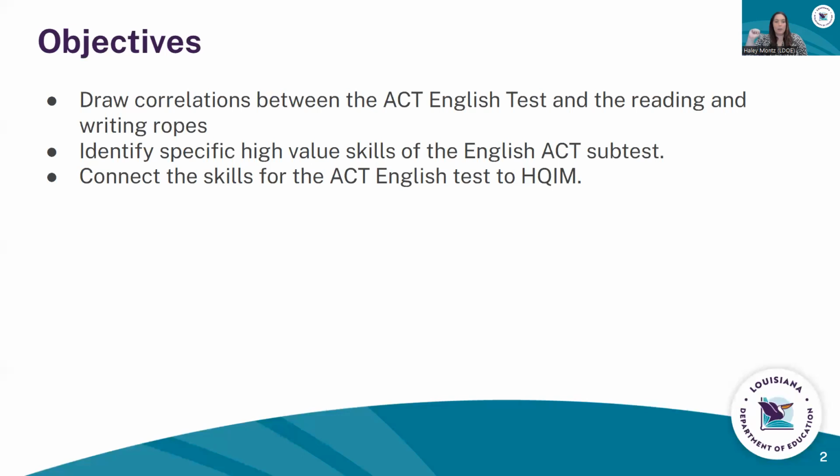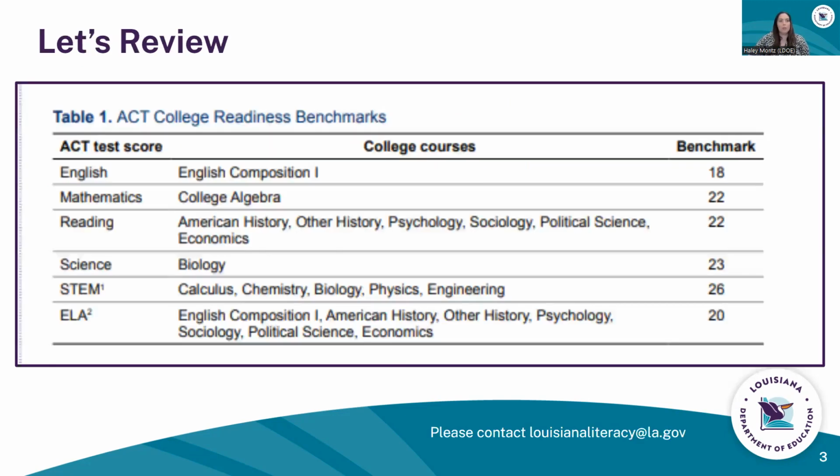So our main objectives today are to draw some correlations between the ACT English test and the reading and writing ropes, which we talked about last time, identify specific high-value skills in the English ACT subtest that you can also find in your HQIM and in your curriculums, and then connect the skills of the ACT English test to what you're already doing in your classroom so that we're not reinventing the wheel and making new things when we don't necessarily have to. We're going to quickly review.